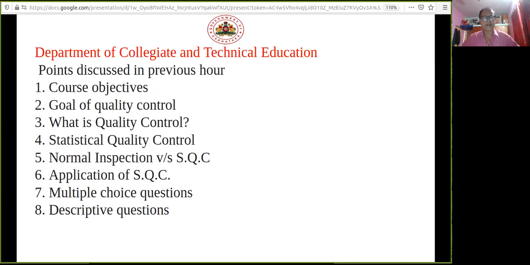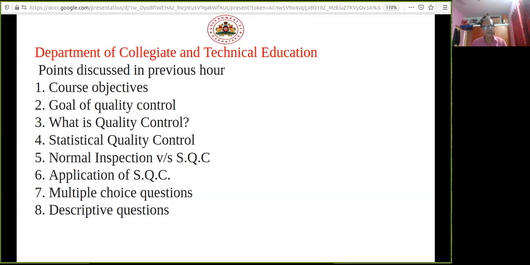So in the last class, we have discussed the objectives of statistical quality control. And the second point that we have discussed there is the goals of quality control. What exactly is quality control? Then we have discussed statistical quality control. And then we have discussed something about the difference between normal inspections and SQC. Then after that, we have studied applications of SQC and multiple-choice questions, and also the descriptive types of questions.